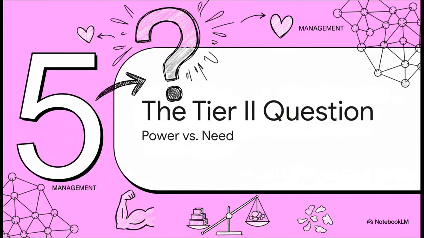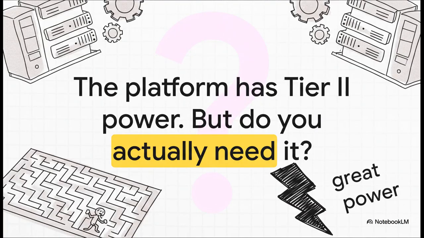And that brings us right to the central question you have to ask yourself. It's what we call the Tier 2 question. In1Touch has the power of what's called a Tier 2 platform. There's no doubt it's a powerhouse. But the fundamental question your leadership team has to answer is this. Do you actually need all that horsepower? Is your organization complex enough to justify it? Because with great power comes a great learning curve.